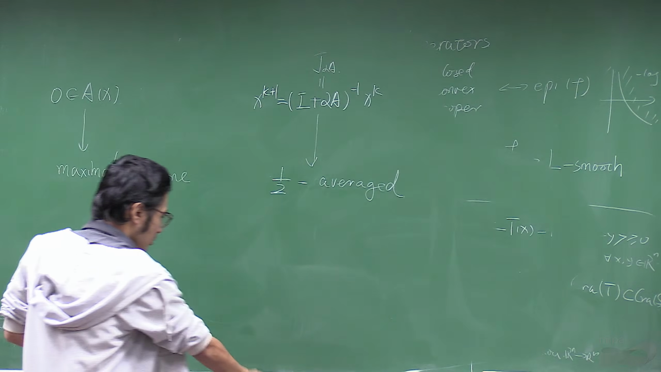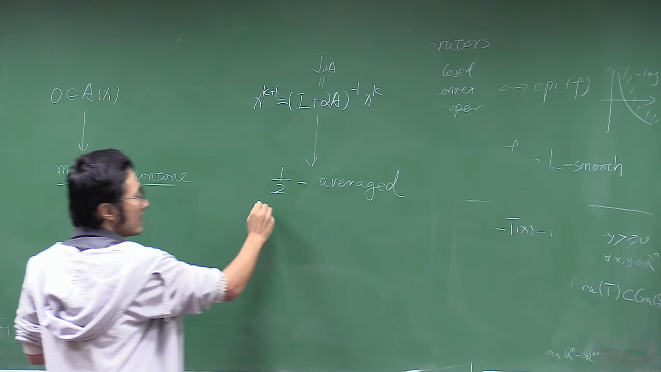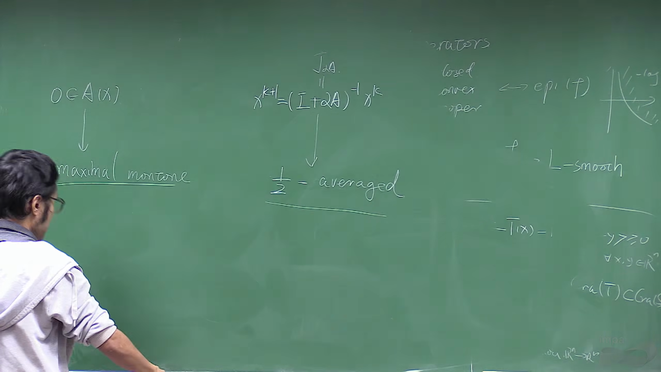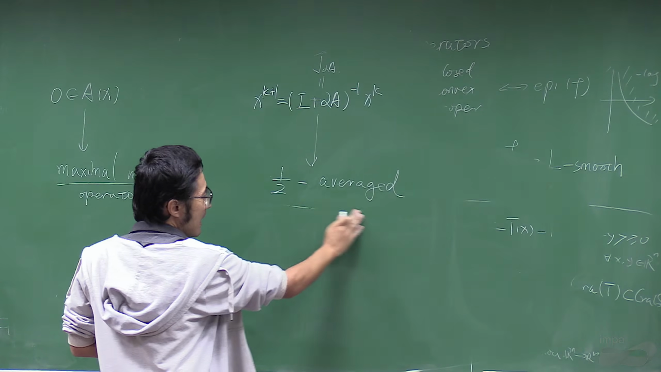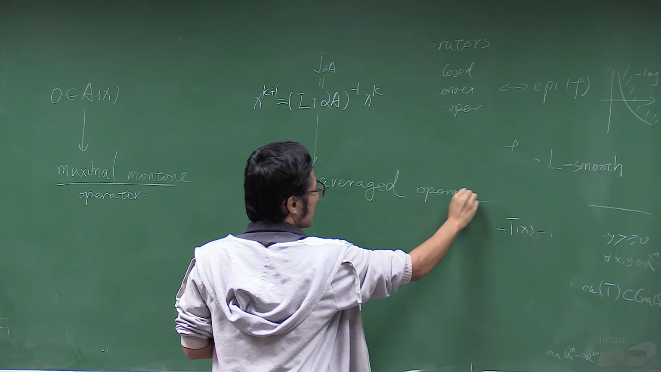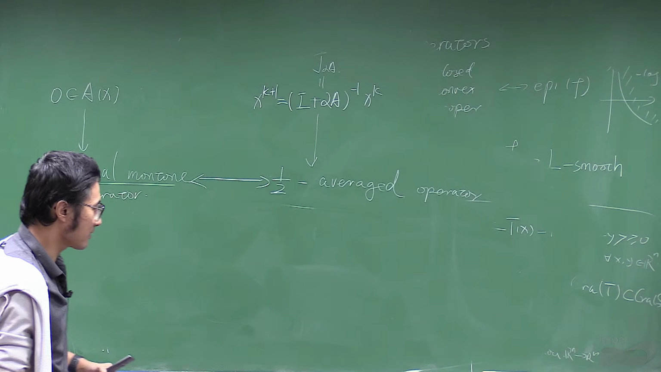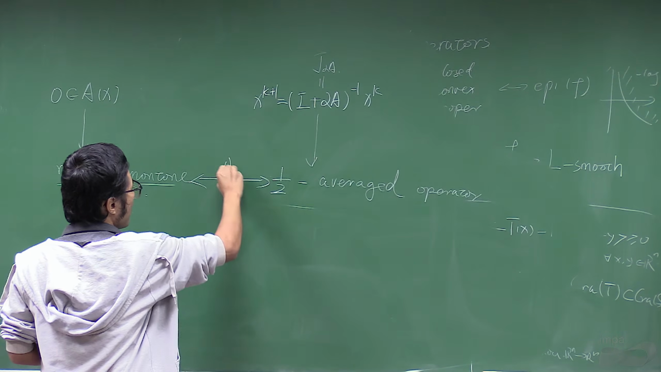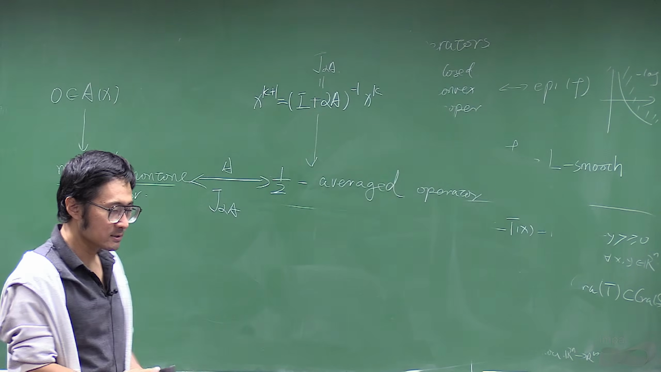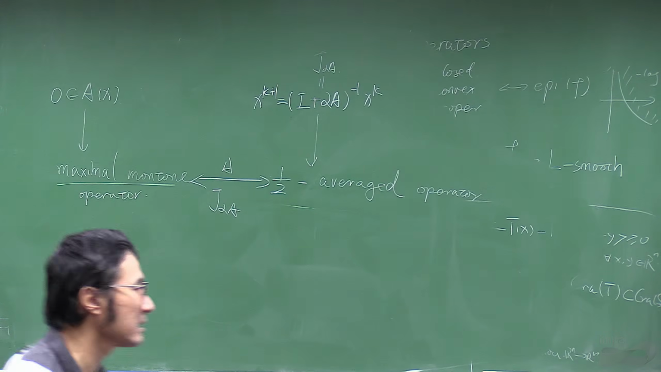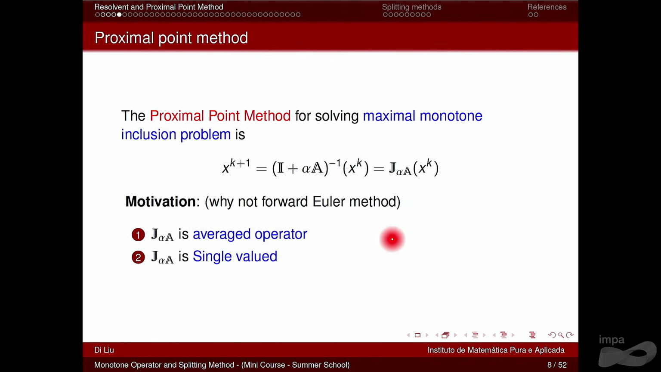So we have a kind of correspondence between maximal monotone operators and 1/2 averaged operators. And how do we connect them to each other? We use the maximal monotone operator and its resolvent. This is why I think it is a very beautiful theorem. And of course the averaged operator guarantees convergence.